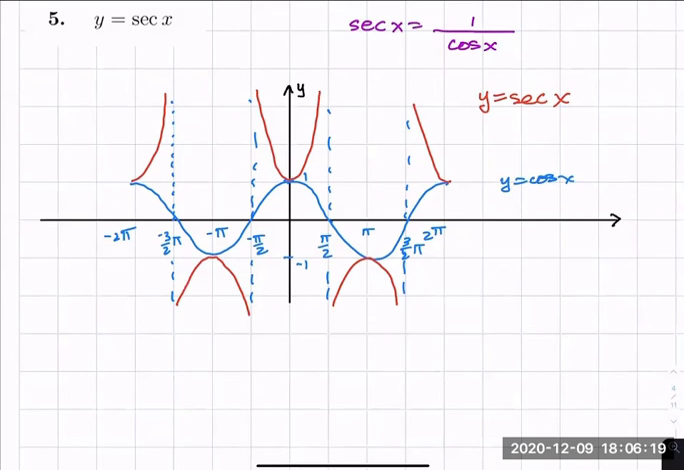And if you are doing a problem where we're sketching the graph of cosecant x, we follow the same steps, but cosecant x is 1 over sine x. So if it's cosecant x, then we sketch the sine graph and then do the same sort of thing. The vertical asymptotes go through the x-intercepts of the cosine graph. And the reason is because at the x-intercepts, cosine x is equal to 0, so you have a form of 1 over 0, which leads us to vertical asymptotes.